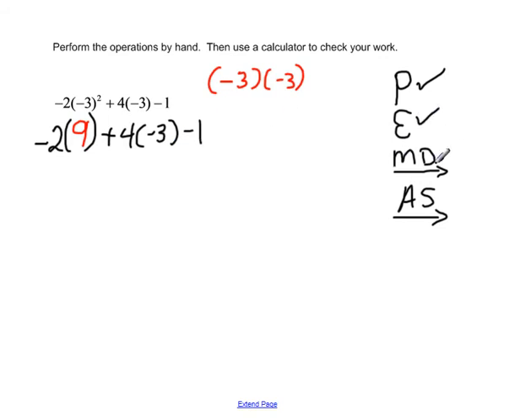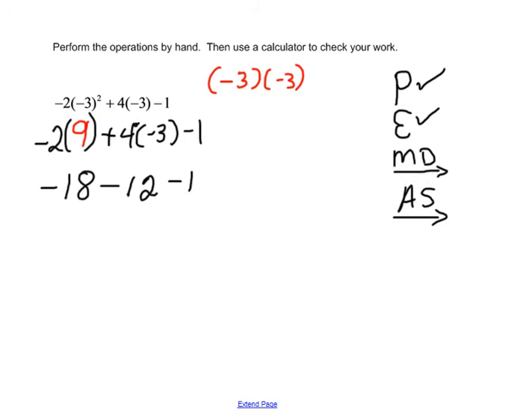Now I'm going to come in and do my multiply or divide step. There's no division, so we just have some multiplications to work. -2 times +9. Negative times a positive is a negative, and 2 times 9 is 18. And then in this next place, we have a +4 being multiplied to a -3. Positive times a negative is a negative, and 4 times 3 is 12. And then that -1 is just going to come right on down along the way. Now we're down to our add or subtract step.